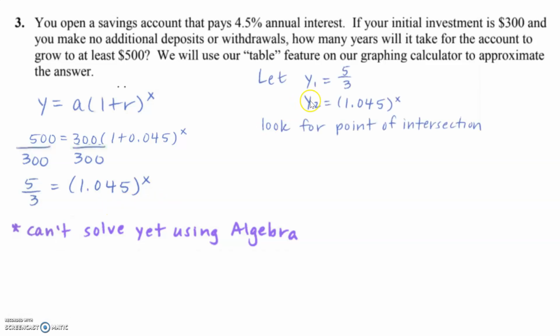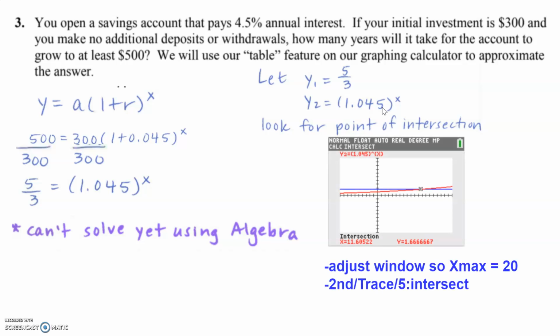Okay? I can set y1 equal to 5/3. That's going to get me a horizontal line through 5/3 on the y-axis, and set y2 equal to this exponential function, and identify a point of intersection. Okay, that means I'm going to have to adjust my window. You're looking at window, pressing X min, X max, identifying where your intersection is happening. In order to calculate an intersection, we have to be able to see the intersection on the window that we're looking at.